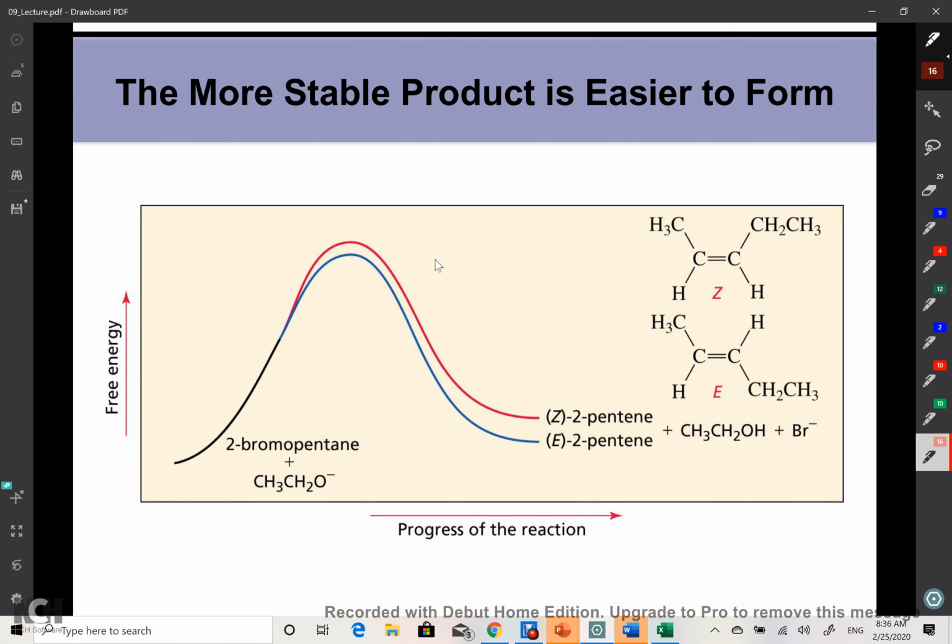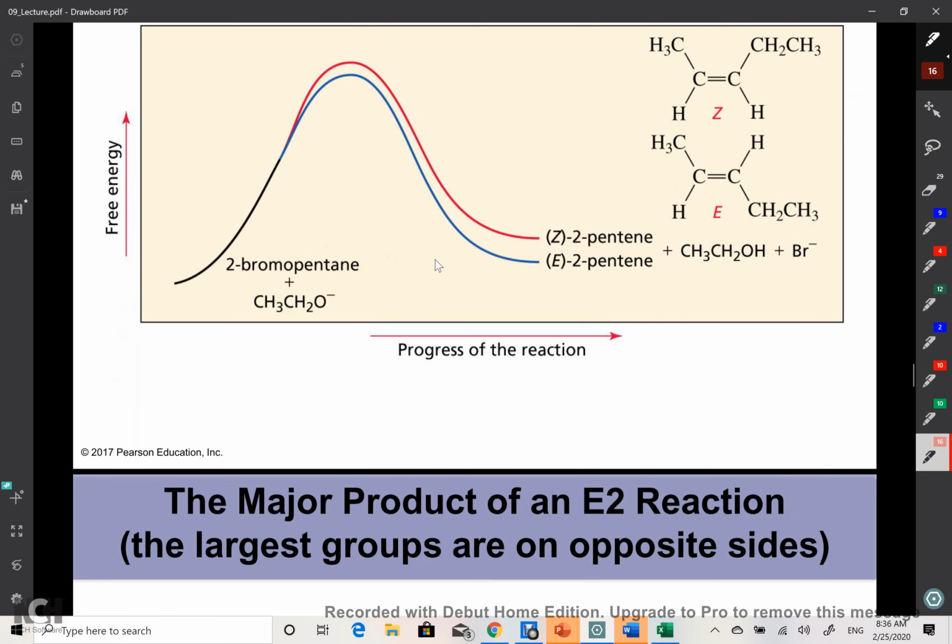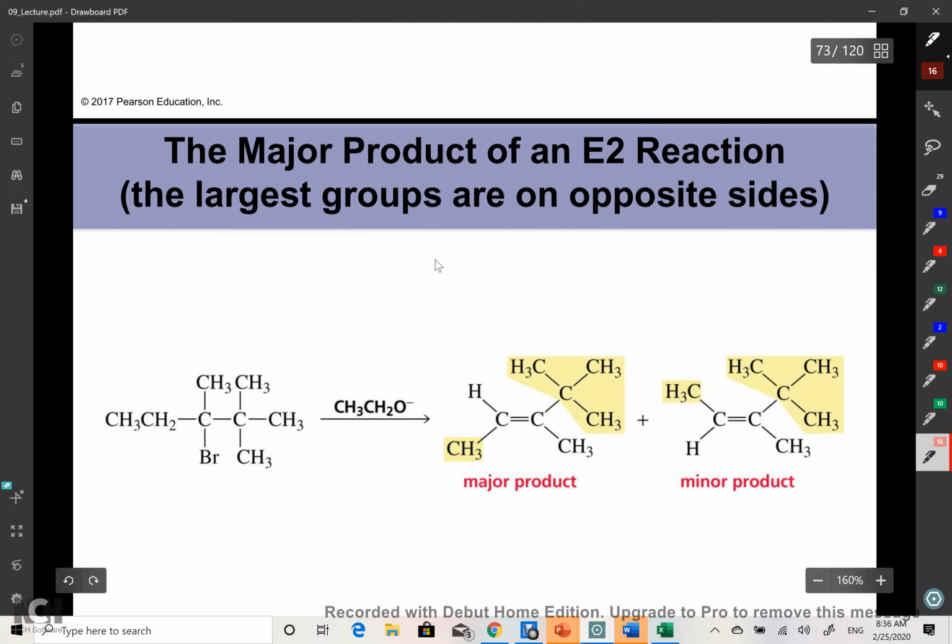And again, the more stable product is easier to form. You look at the transition state. The transition state that leads to the formation of the E is more stable than the transition state that leads to the formation of the Z. Is that okay? And that has to do with the interaction of those bulky groups.